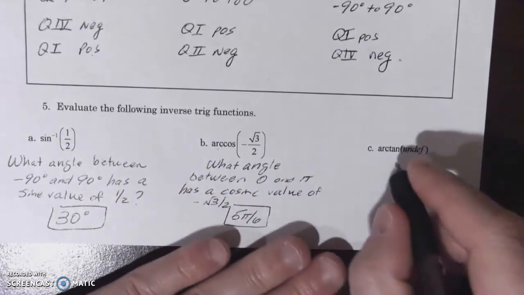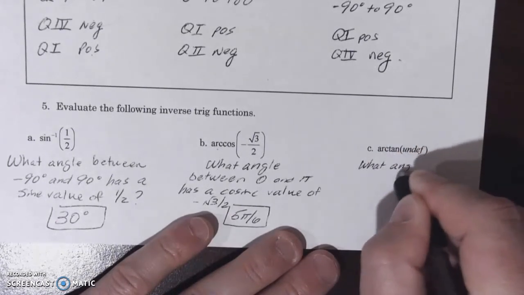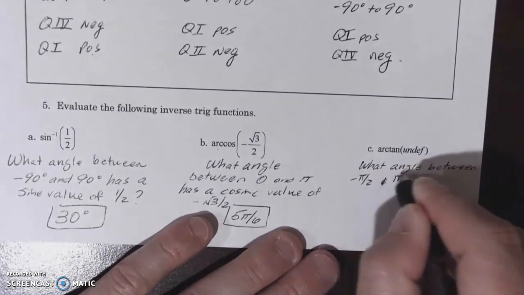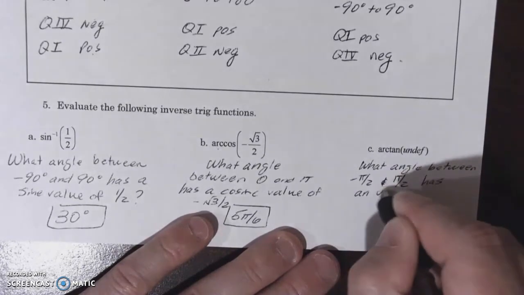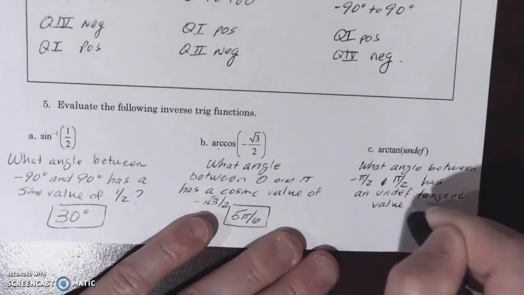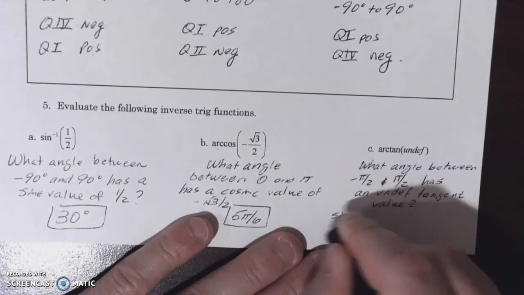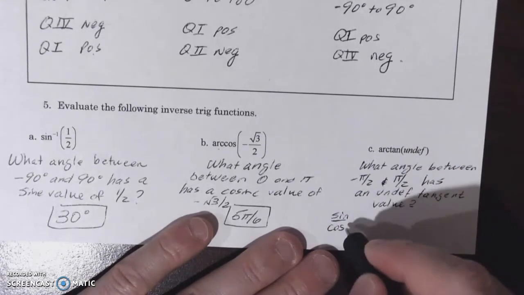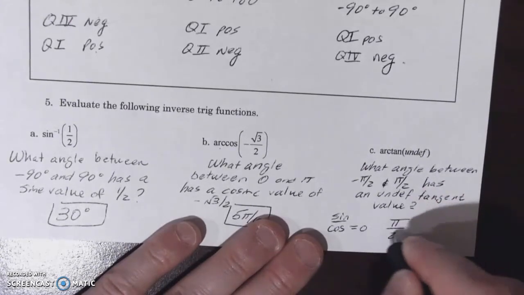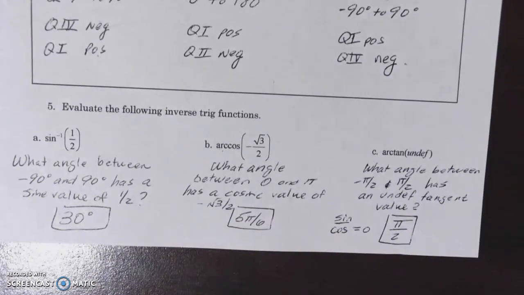And last but not least, arctangent. What angle between negative pi over 2 and pi over 2 has an undefined tangent value? Let's think about this one. Tangent is sine over cosine. For any fraction to be undefined, we're really trying to figure out what angle between negative pi over 2 and pi over 2 has a cosine value of 0. Okay. Pi over 2 has a cosine value of 0.